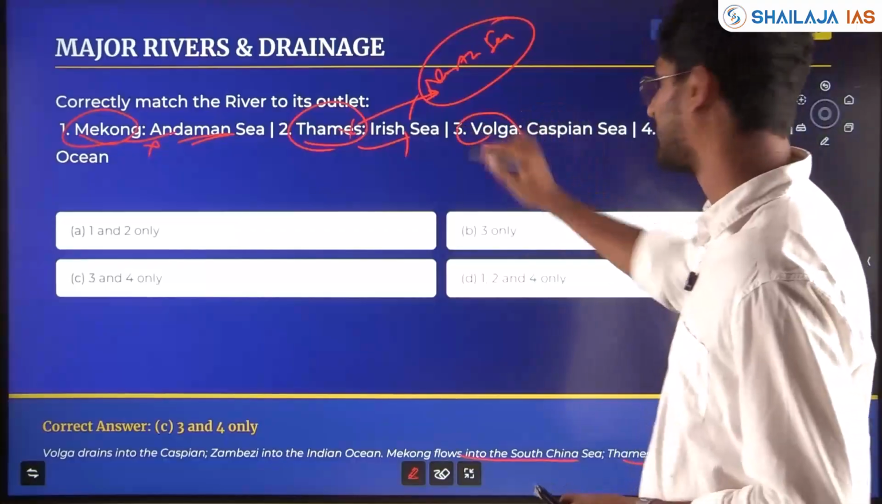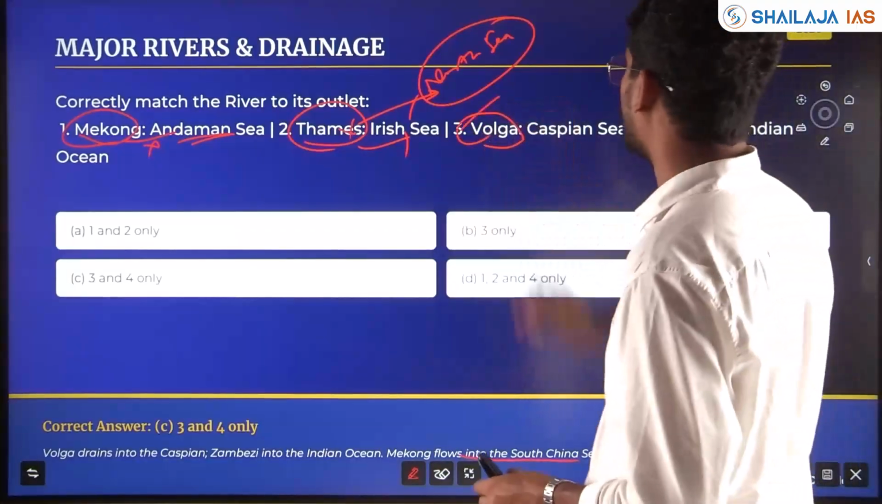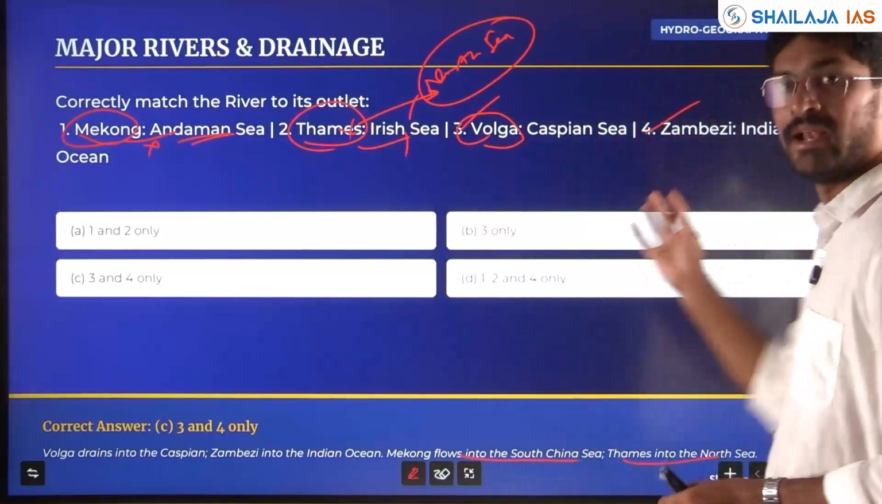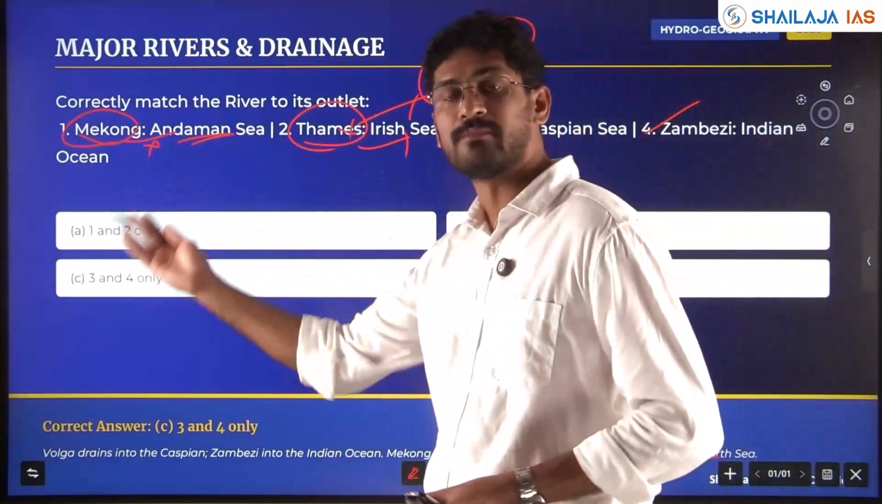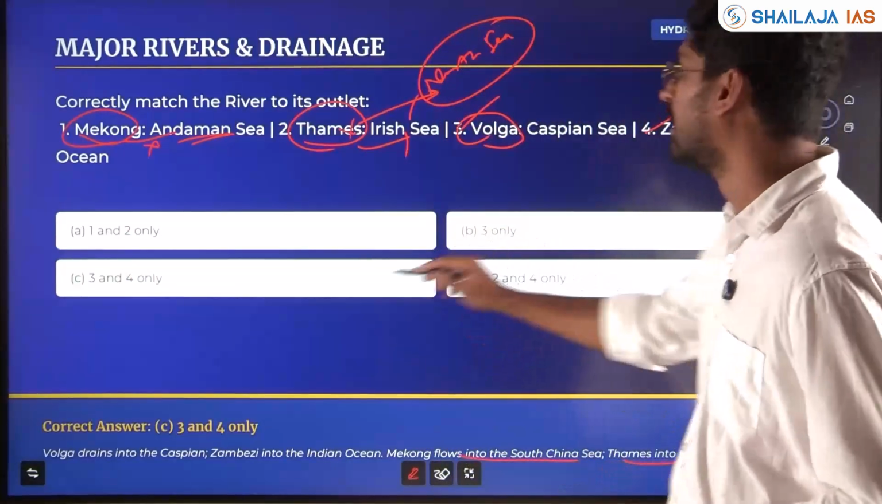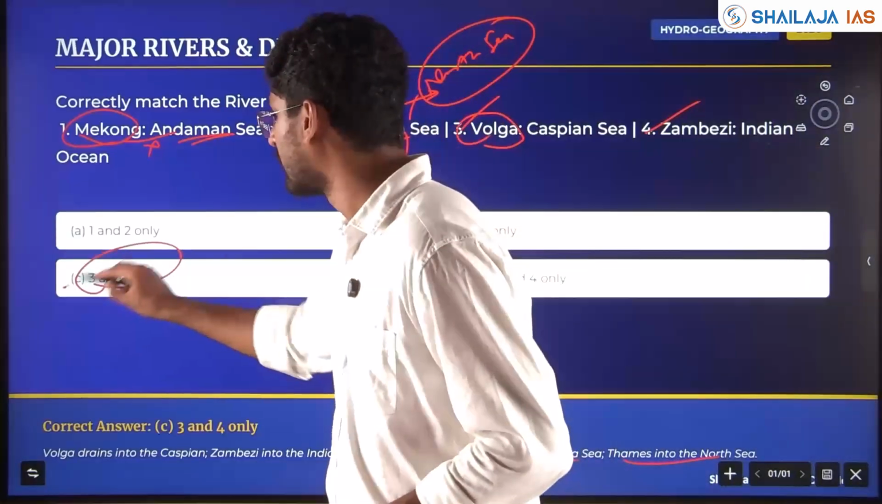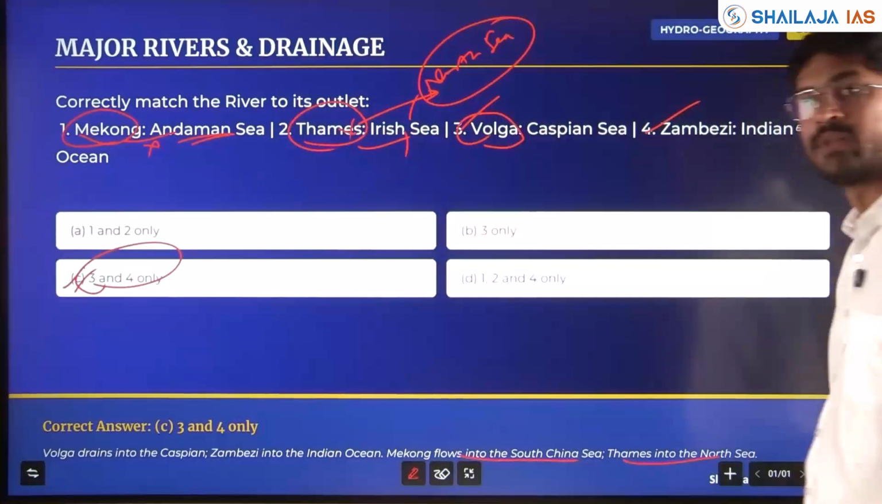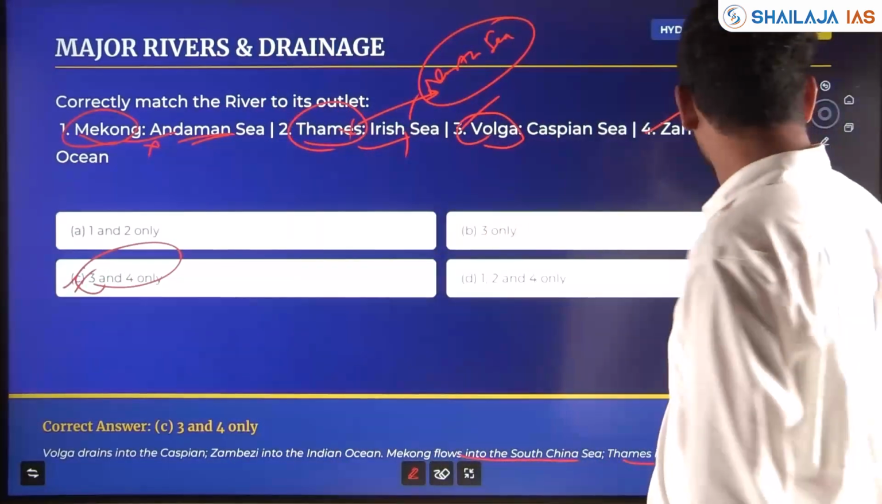Volga, Caspian Sea. Is it correct? Yes, Volga is Caspian Sea. Zambezi is Indian Ocean. In Africa, it comes to the eastern part of the African region, which is in the Indian Ocean. So 3 and 4 is the correct answer. I hope this is clear.